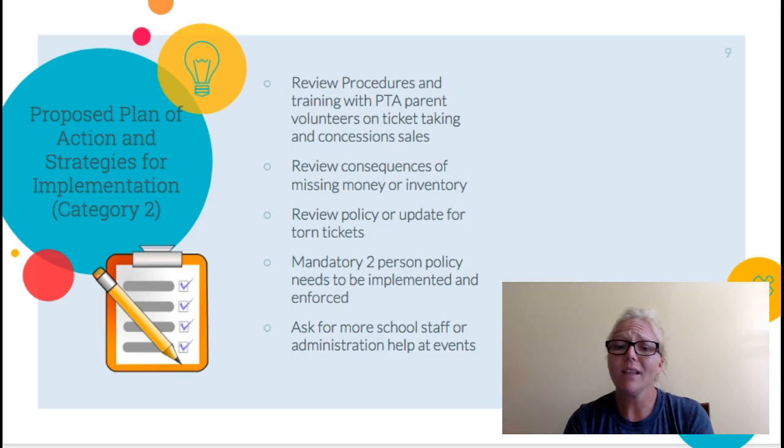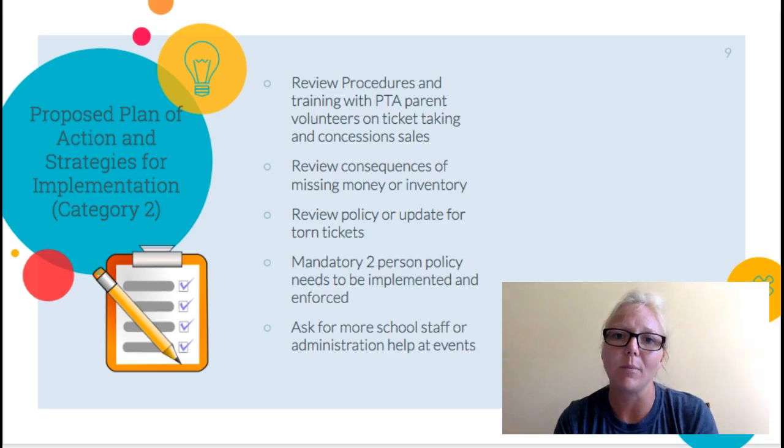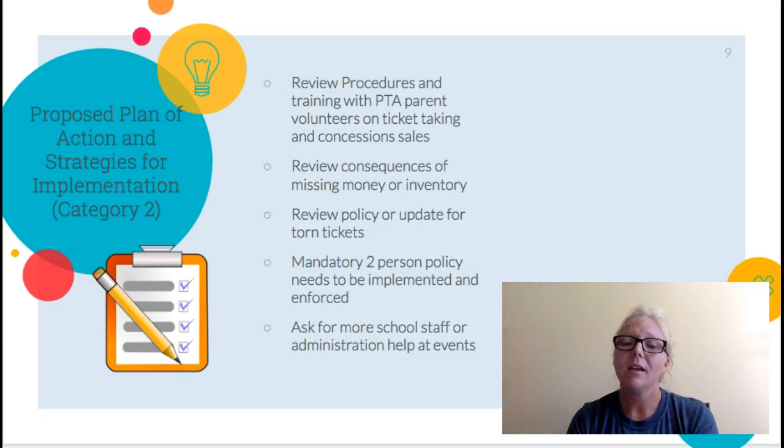And in certain cases, big events, you may need additional staff. You may need to talk to your superintendent and others in the district to have either another administrator or another paid staff member or two on hand to help with crowd control so that you can oversee some of the money handling and those types of situations.